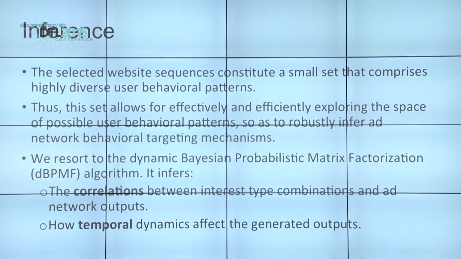Now, since we have selected these websites, we can go ahead and query the ad networks with these profiles, this sequence of websites. And then, in order to perform inference for how the ad networks use this information in order to target the users and infer, for example, the correlations between interest type combinations and ad network outputs, how long temporal dynamics the ad network postulates, and so on, we use a method which is called dynamic Bayesian probabilistic matrix factorization. It's an algorithm we have developed in our lab, and it is published in some major venues.